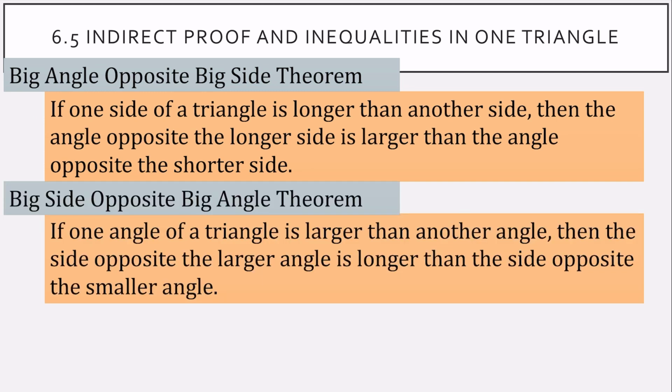The converse is also true. The big side is opposite the big angle. If one angle of a triangle is larger than another angle, then the side opposite the larger angle is longer than the side opposite the smaller angle. The big side is opposite the big angle. Small side is opposite the small angle.